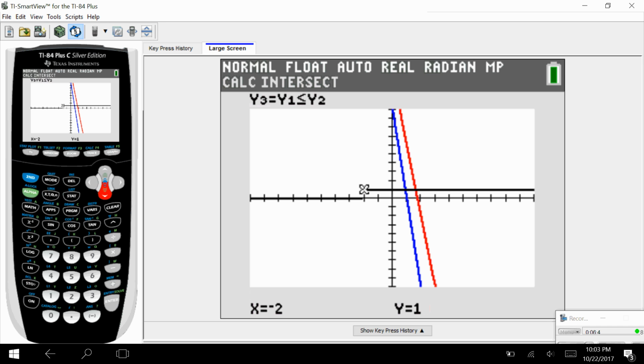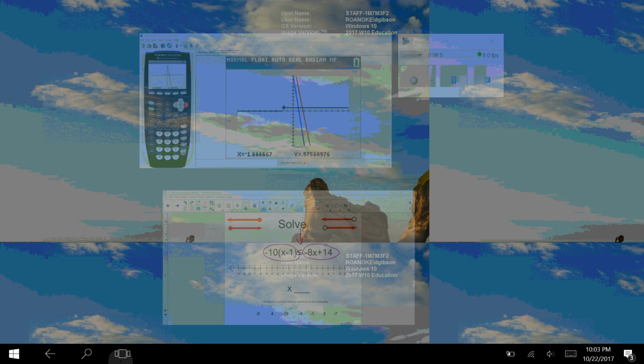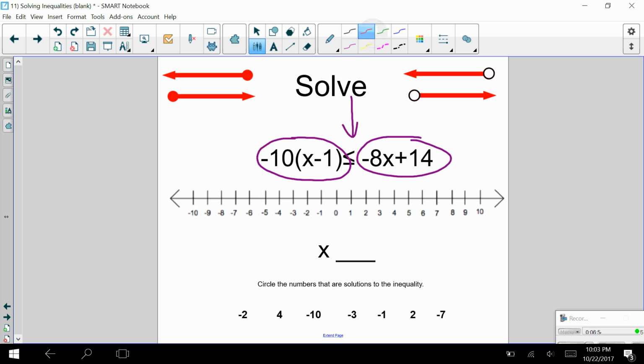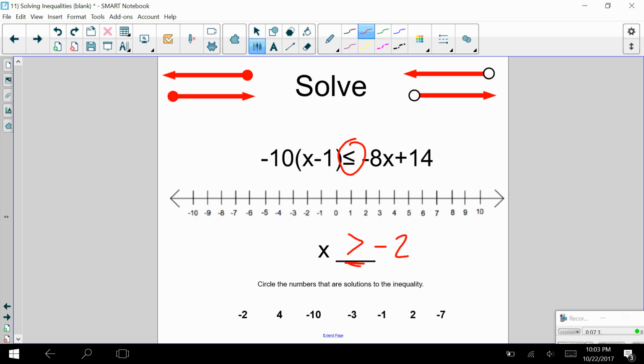and I see I have to again go to the right to stay on the raised line. So I want my arrow to go to the right, and my intersection was at -2. So I copy this arrow down. Notice that this one has a line underneath it. That means I also have to put a line right here. So x is greater than or equal to -2.